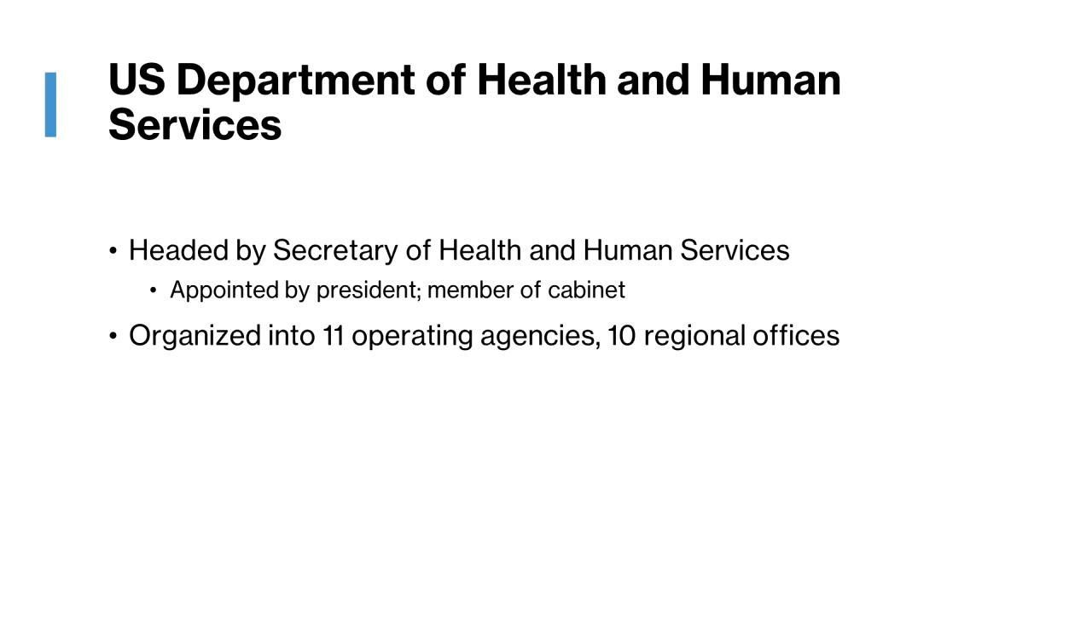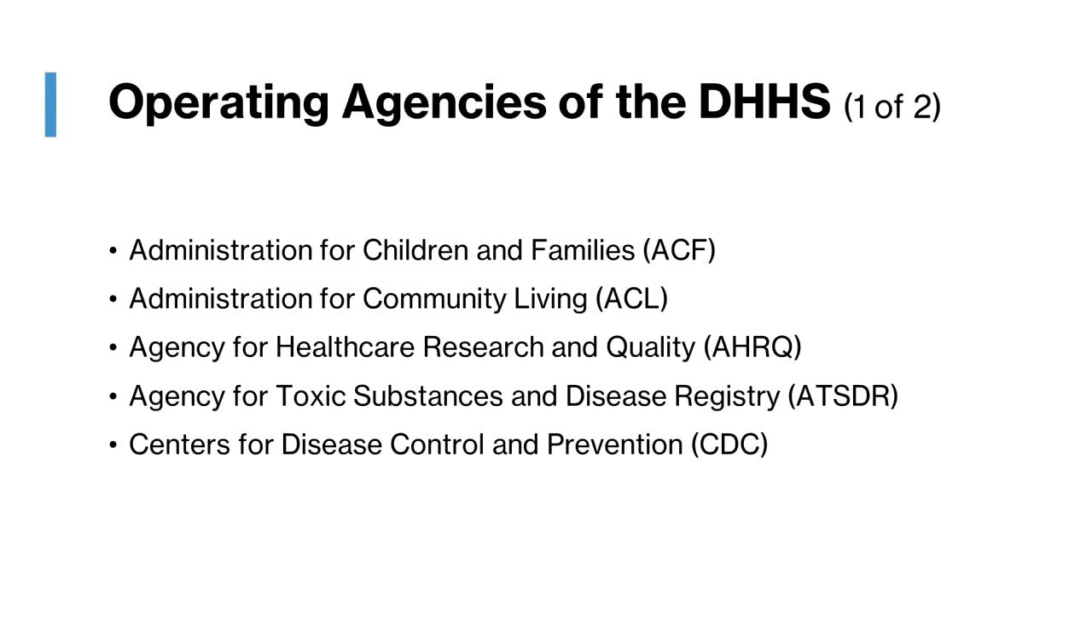So in the U.S., the Department of Health and Human Services is headed by a secretary who is appointed by the president and is a member of the cabinet. There are 11 operating agencies and 10 regional offices. There are a variety of different agencies within the Department of Health and Human Services. For example, the CDC, Centers for Disease Control and Prevention, is under the umbrella of the DHHS.